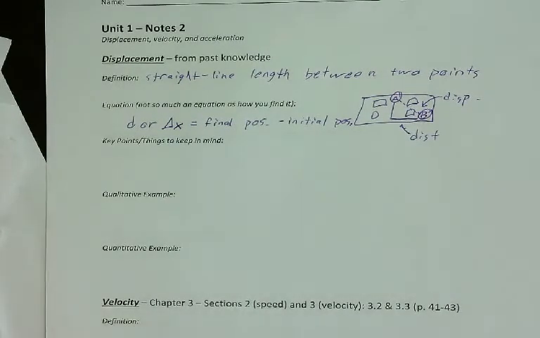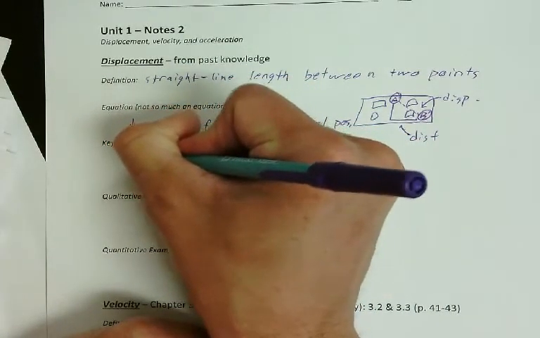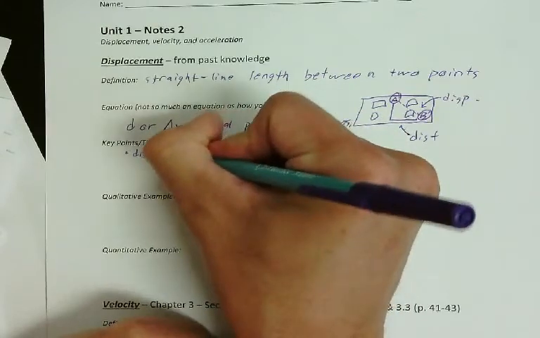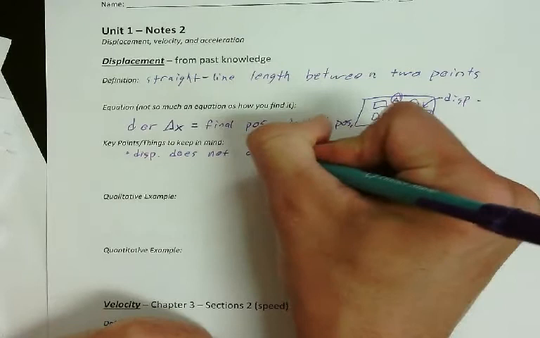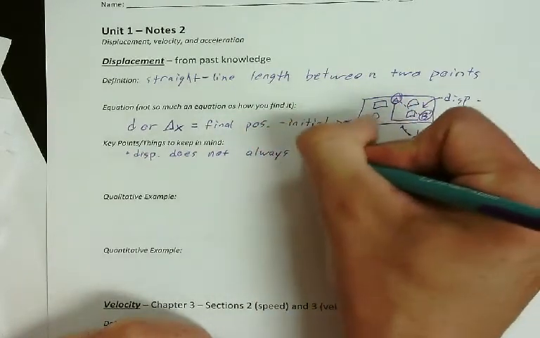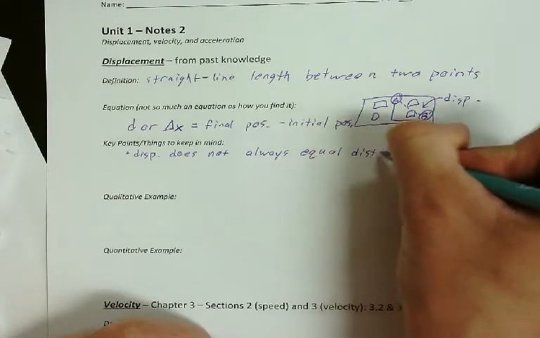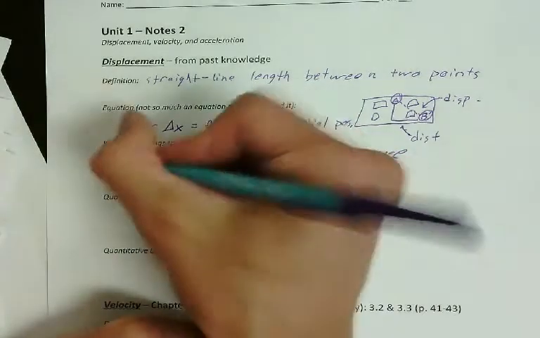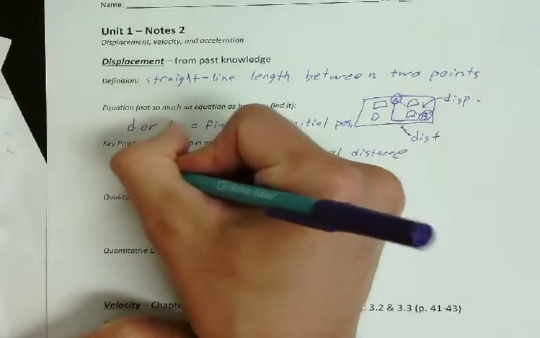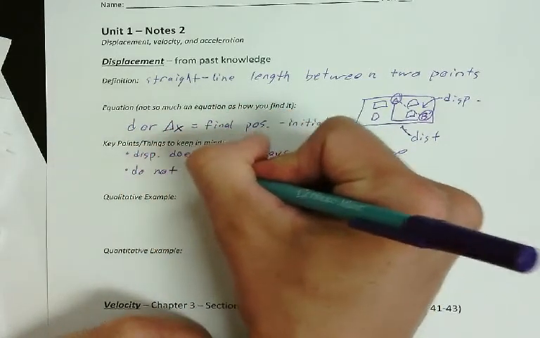So what are some things to keep in mind? So the first thing to keep in mind is that displacement does not always equal distance. It can, if you go in a straight line. But if you don't go in a straight line, they're not the same. You should also keep in mind that you do not need to travel your displacement.